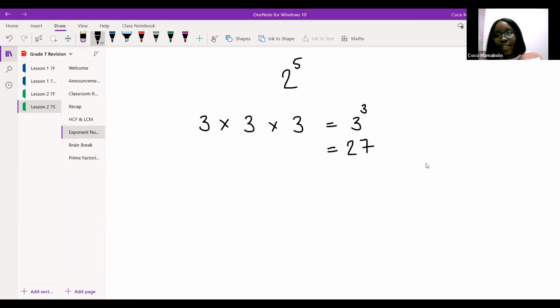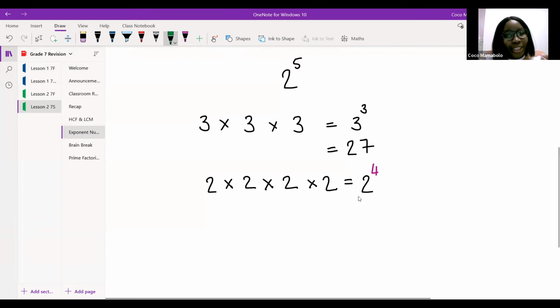Okay, excellent. Now I'm saying to you guys, I've got 2 times 2 times 2 times 2. How many times is 2 being multiplied by itself? Tell me in the chat. No, count how many 2's there are. How many 2's do I have, guys? That's it. 4 times. So I have 2 being multiplied by itself 4 times. And that's why we write 2 to the power of 4.